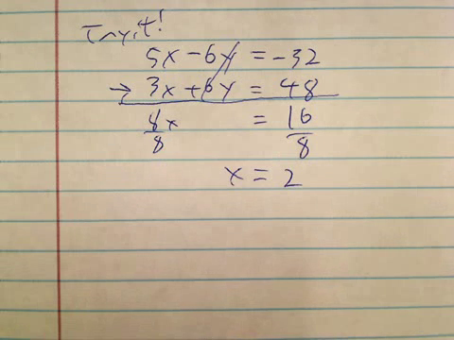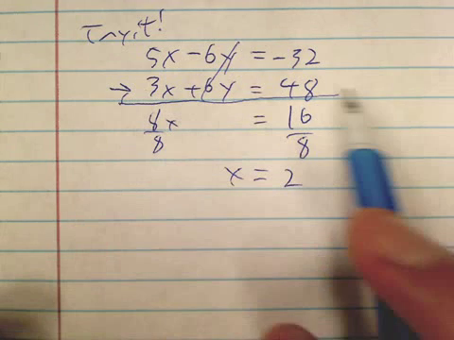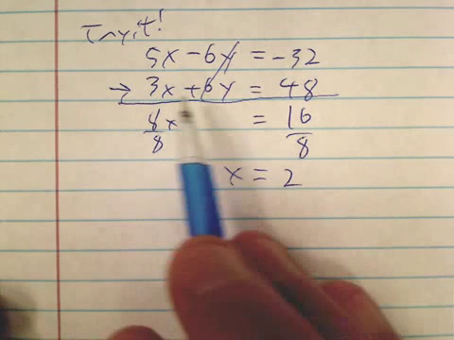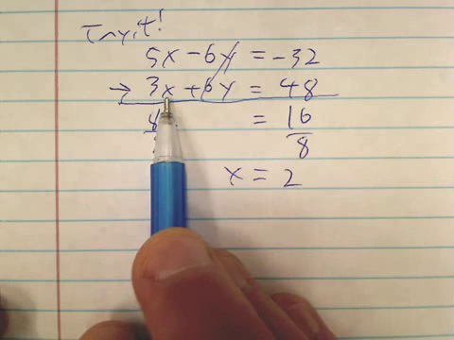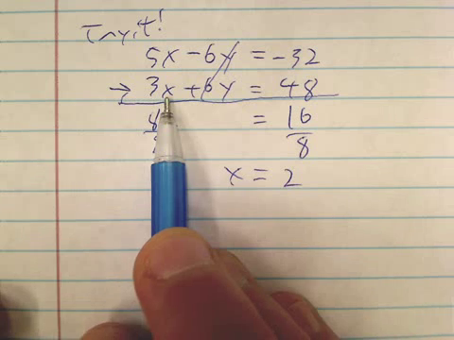Okay, I started off here, I added these together, I got x equals 2. Like I said, it doesn't matter which equation you use to finish it off. I'm going to go ahead and use the second one here just for fun. So 3x plus 6y equals 48. Instead of the x, I'm going to write what x equals. I'm going to write 2.